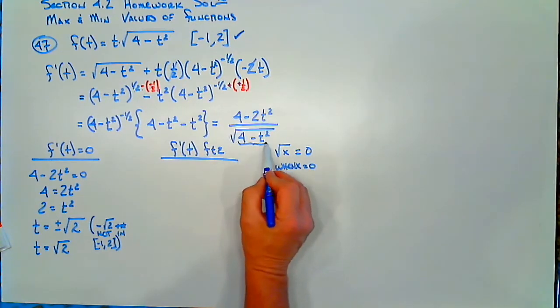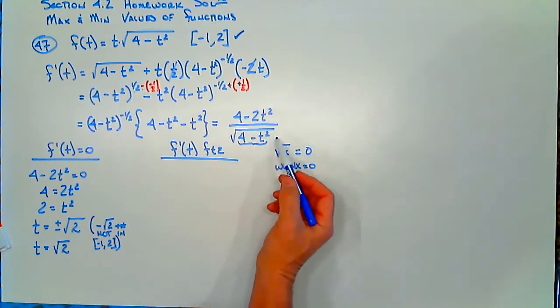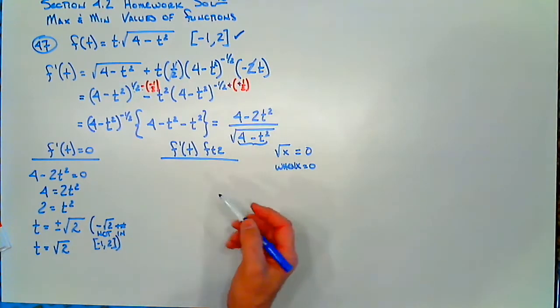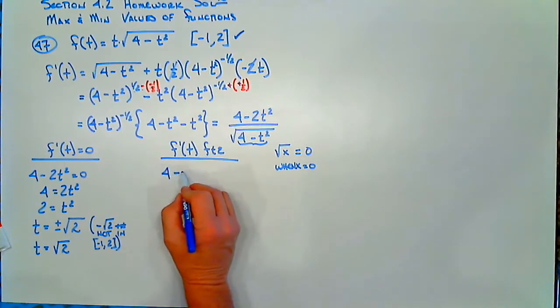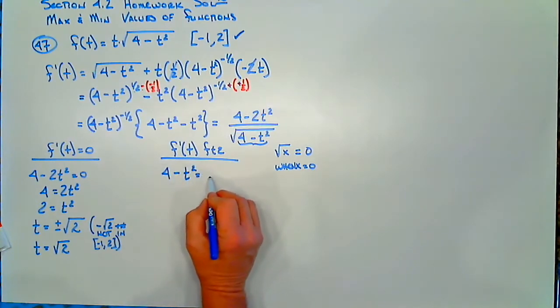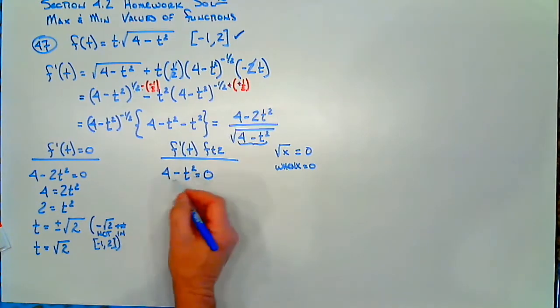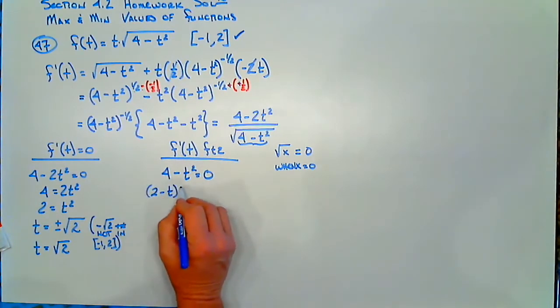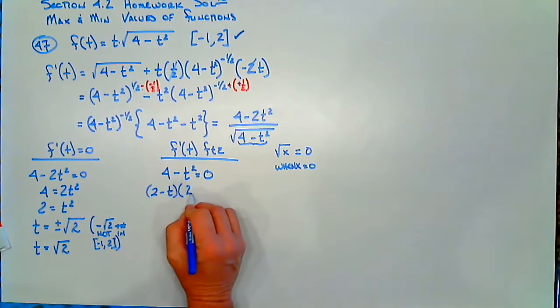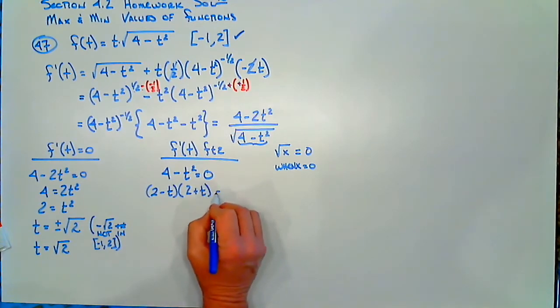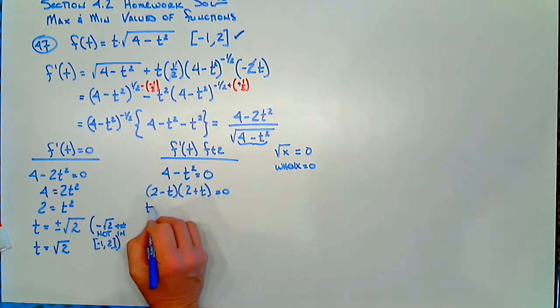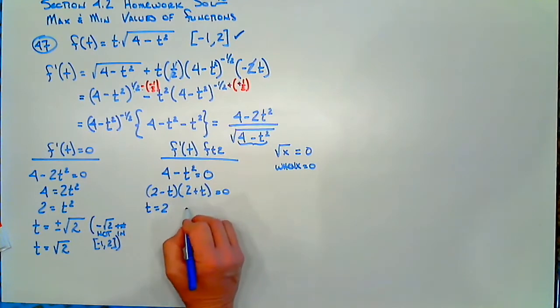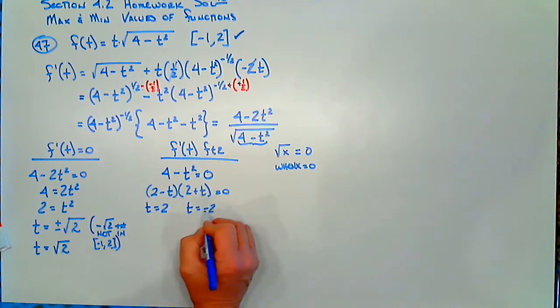So in other words, when this is 0, we're going to get a 0 in the denominator. We can't have zeros in the denominator. So here we're solving 4 minus t squared equals 0. We can do this one of two ways. We can factor this. This is 2 minus t times 2 plus t, right? It's the difference of 2 squares. That gets us t equals 2. Over here we get t equals negative 2, right?